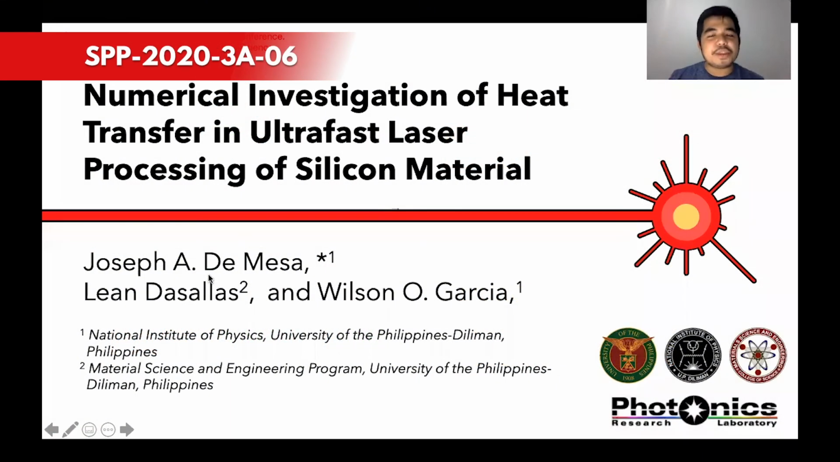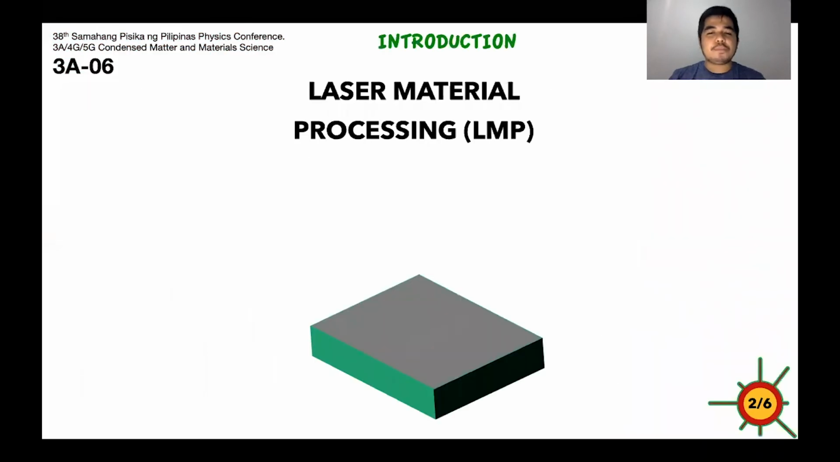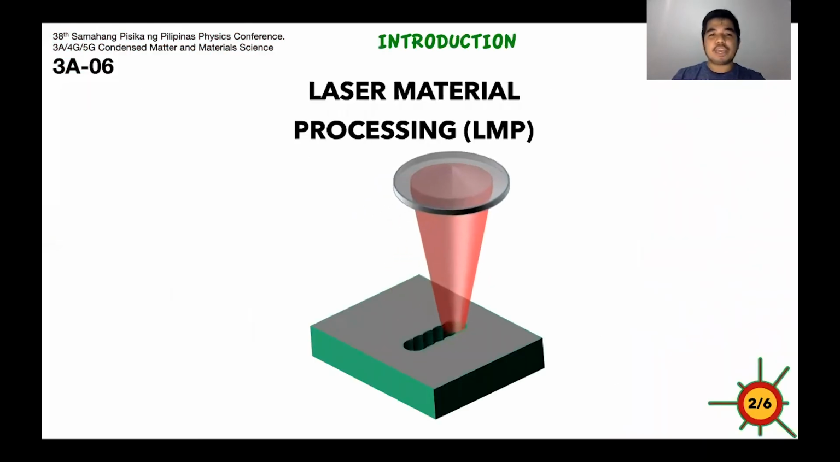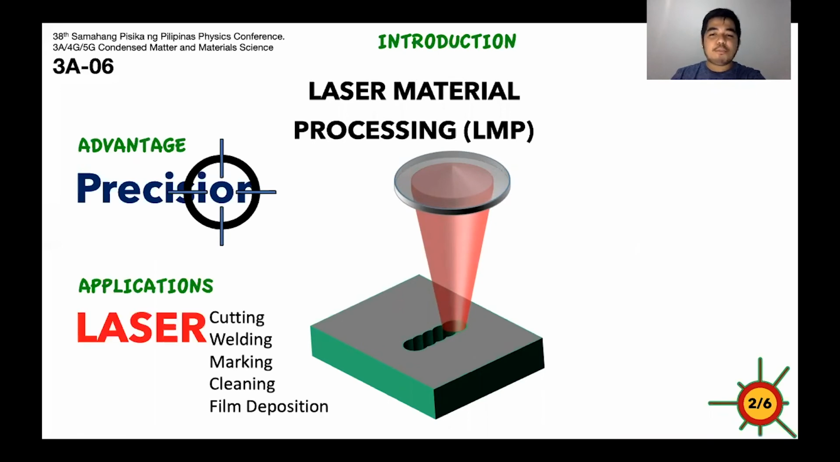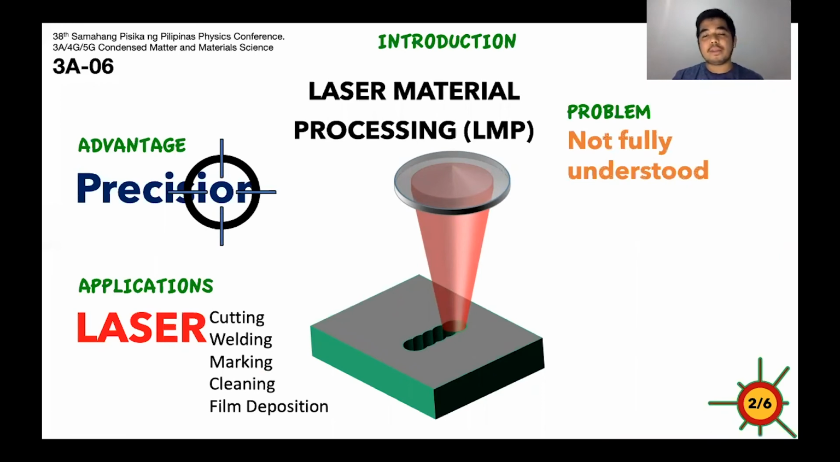My name is Joseph A. De Mesa, and on behalf of my co-authors, I will be presenting our work on numerical investigation of laser processing of silicon. Laser material processing is the modification of the material surface using an intense laser. LMP can modify materials with high accuracy and precision that is appealing to a lot of applications like cutting, marking, and even film deposition. However, LMP is still not fully understood for a wide range of laser-matter combinations.